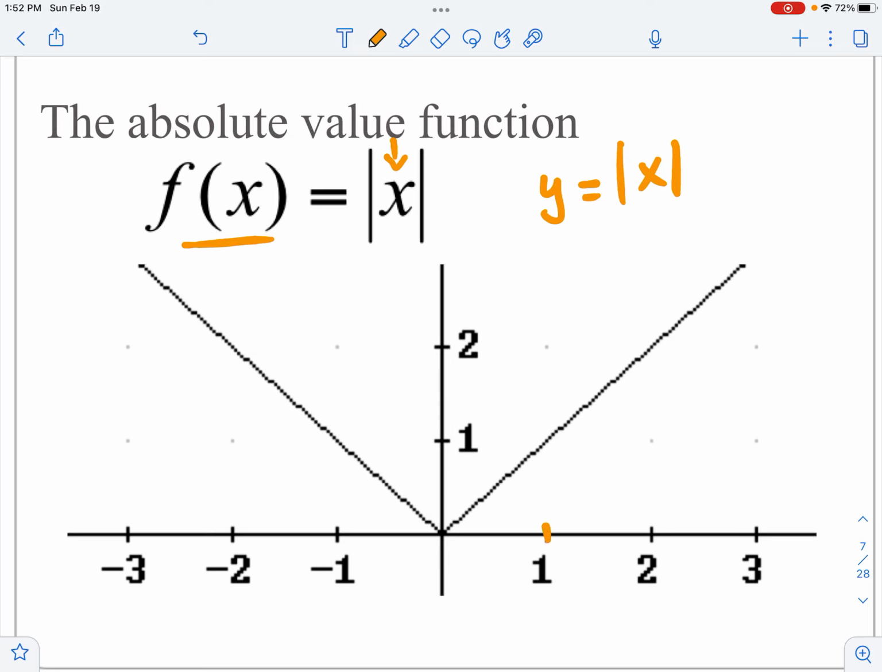So here at 1, y is positive 1. Here at negative 1, y is also positive 1. So the absolute value function has this V looking graph. This is an even function, meaning that we have symmetry over the y-axis here.